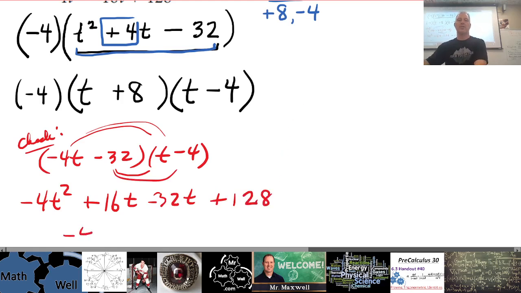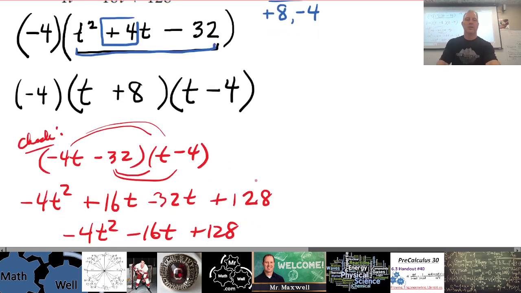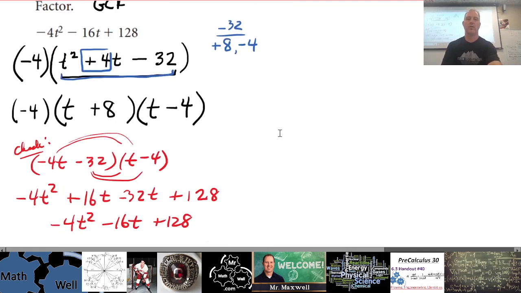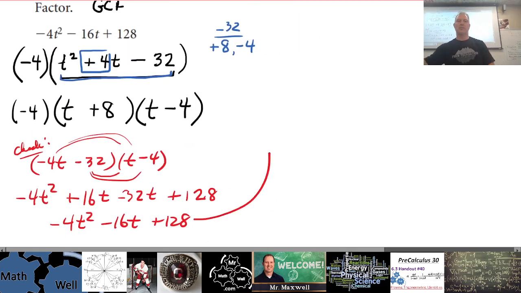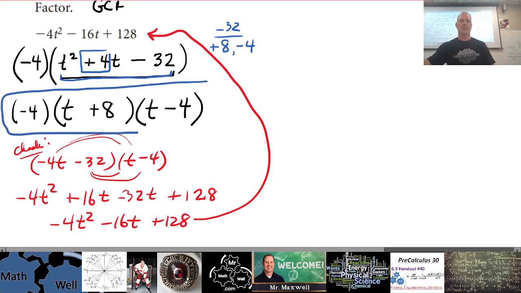So when I gather like terms together, I get negative 16t. Is that what I started with? Yes, it sure is. That's what I started with. Let me zoom out a bit for you. Because this is the same as my original question, my final answer is indeed this.